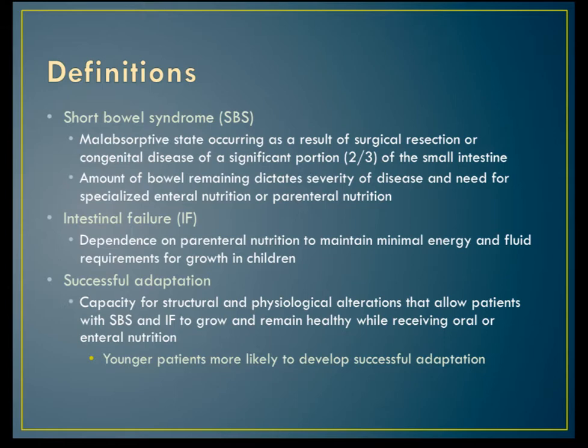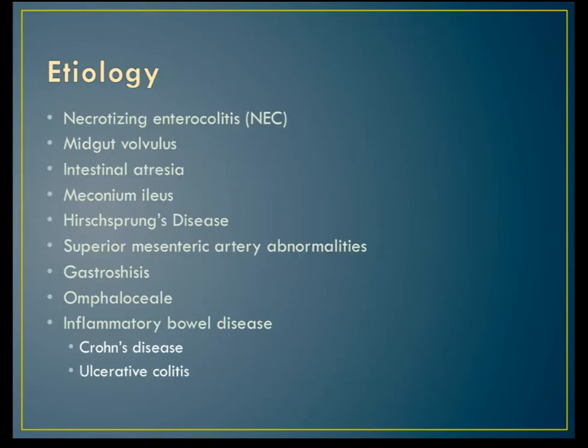Successful adaptation is when the intestines are able to change and able to compensate for their loss. We see things like increase in length in the intestines after surgery, increased thickness and circumference of the bowel. We see more villi. The rate of absorption per centimeter can increase. So this is just a natural process that occurs in our bowels where they're trying to make up for what has been lost. And our younger patients are more likely to develop a successful adaptation versus our older patients, such as adults.